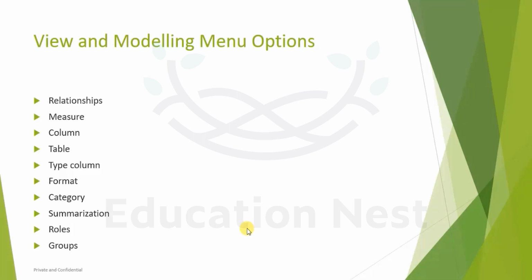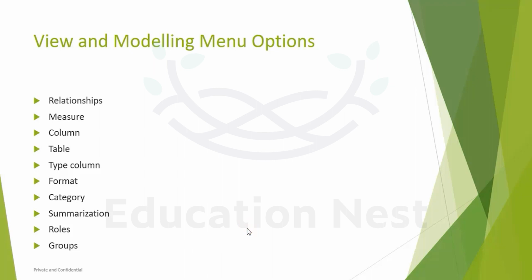So let's have a recap about what we saw today. And overall, in the view and modeling menu options, we saw what are relationships, measures, columns, table, type of a column change, format of the column change, categorizing a column, summarization, roles, and groups. So let's take all of that one by one.